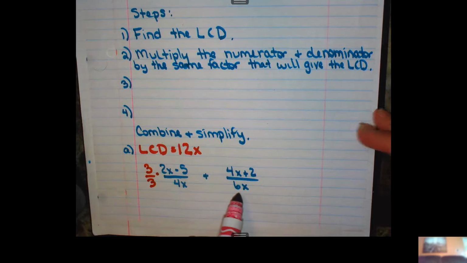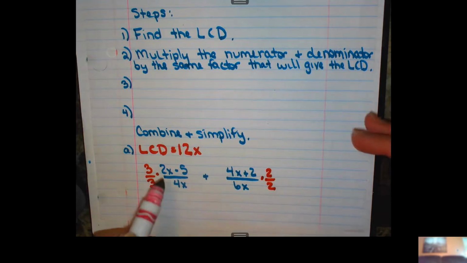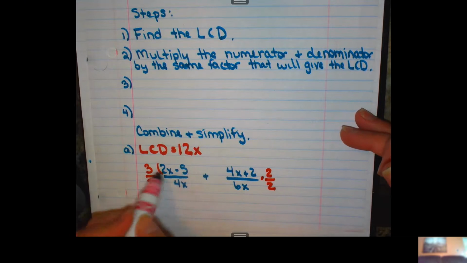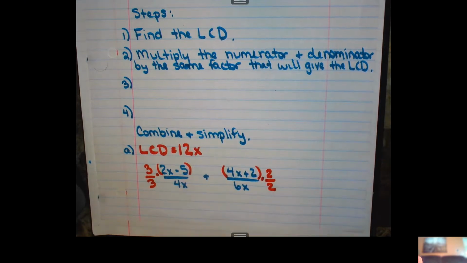Over here, I want this to be 12x. So what times 6x would give us 12x? That would be 2. So I'm going to multiply both of these by 2. Because we have a couple of terms in the top, I'm going to put the top in parentheses on both fractions because I'm going to be multiplying everything by those numbers.